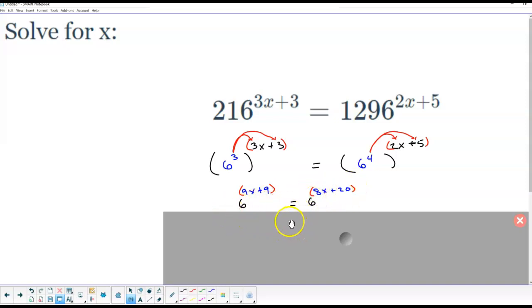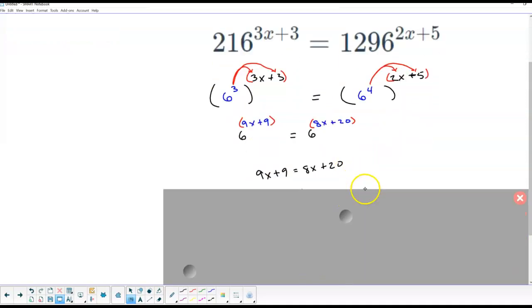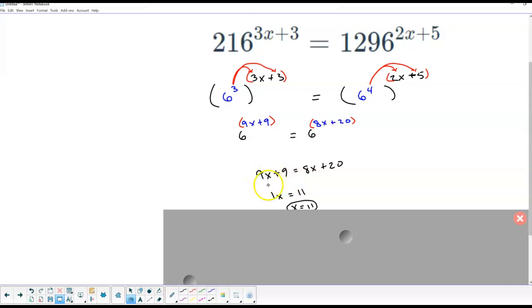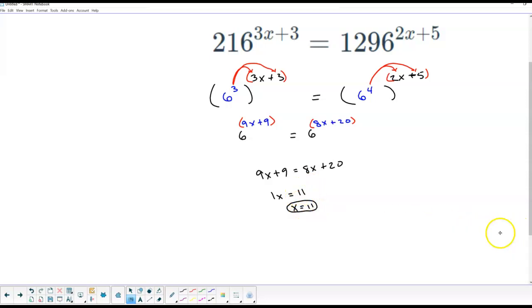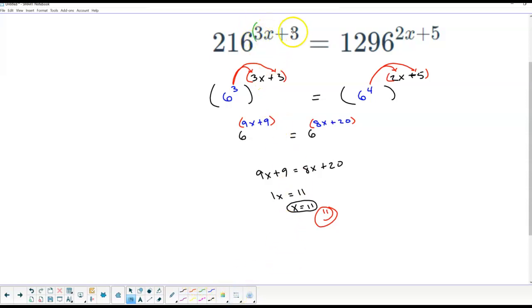And once the bases are the same, the only way these two items will be equal is if their exponents are the same. So all we're going to do then is set the exponents equal to each other. And now it's algebra. Subtract the 8x. So if I bring the 8x over here, 9x minus 8x is x. Subtract the 9. 20 minus 9 is 11. And that tells me that x equals 11. If you were to check, if you put 11 in for x here and 11 in for x here, you should get both sides equaling the same value. Just remember, if you are typing everything all at once, you always have to put the exponents in parentheses.